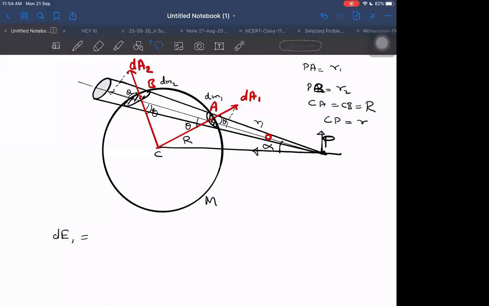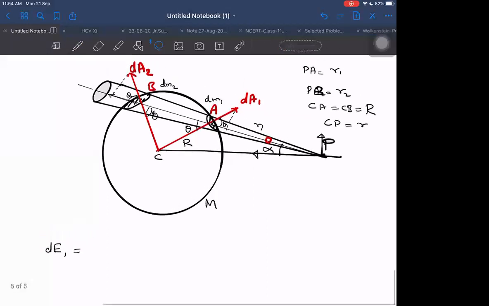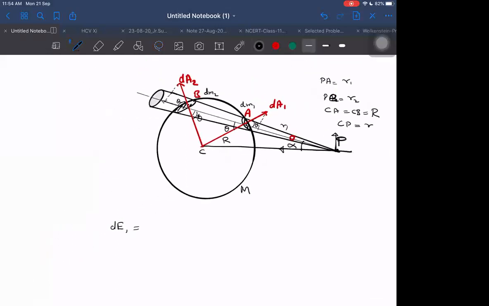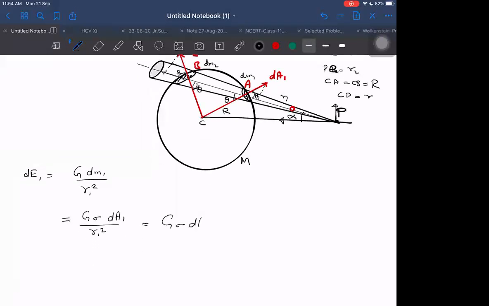So let us find dE1. What is dE1? Let us see now. Can we get it or not? So this we can write as G into dM1 divided by R1 square, and that we can write as G into sigma into dM1. dM1 can be written as dA1 upon R1 square. But dA1 I can write as we did before, dA1 perpendicular into secant theta.